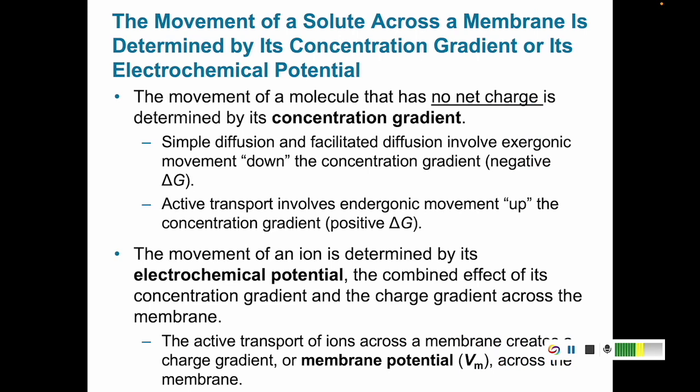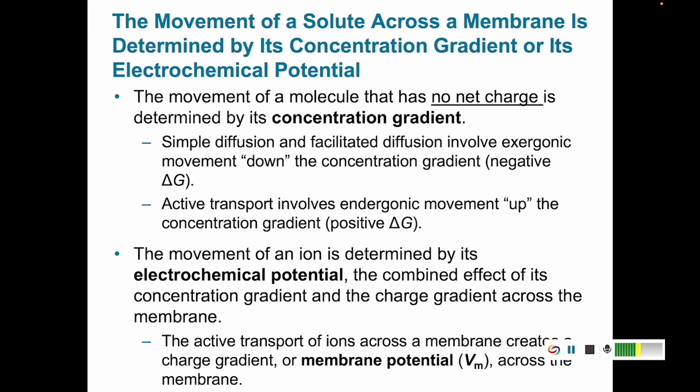Okay, so we talked about that electrochemical potential a little bit in that table. So let's talk about that a little bit. When we are moving something without a net charge, the direction it's moving in passive transport is just determined by its concentration gradient. So if there's more outside and less inside, it moves inside. If there's more inside and less outside, it moves outside. So simple diffusion and facilitated diffusion are going to be exergonic movement. It's down the concentration gradient. That is sometimes referred to as a delta G. And when it's moving down the concentration gradient, it's losing potential energy, so it's a negative delta G.